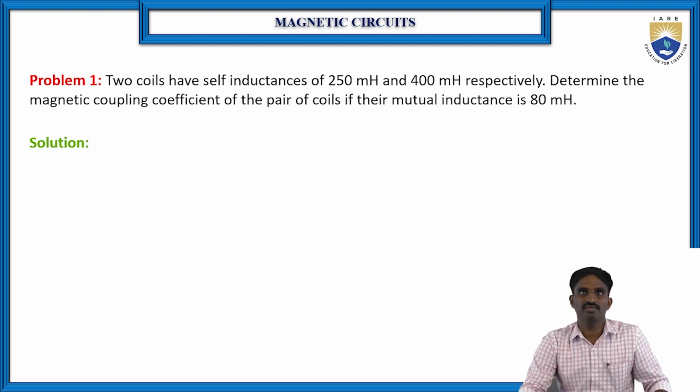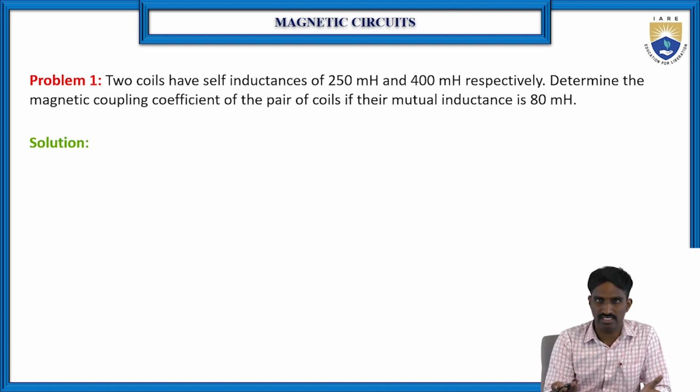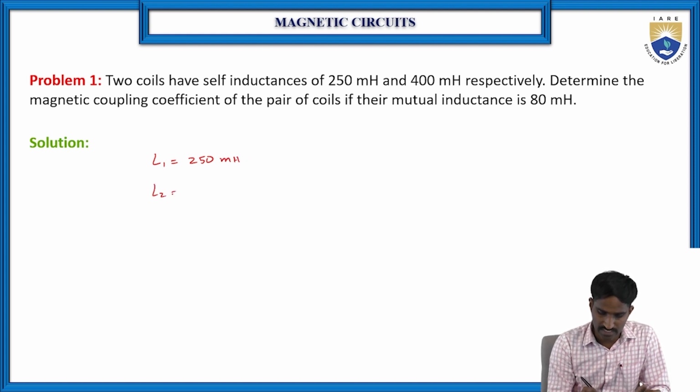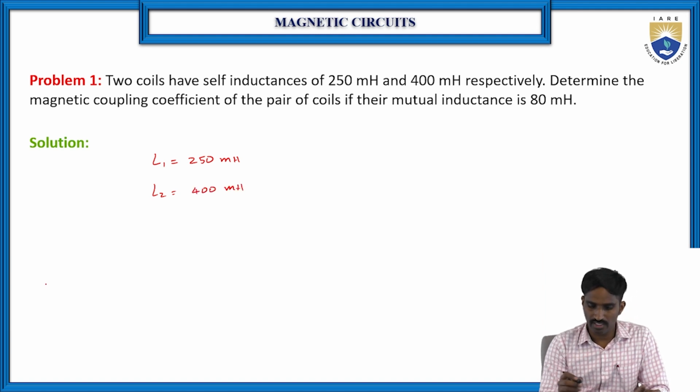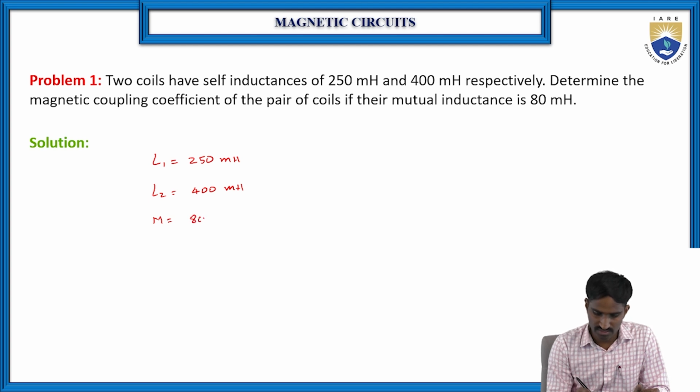So first, let me write the given data. The two coils have self inductances, so we usually consider the two coils L1 and L2. Here L1 is equal to 250 millihenries, and similarly L2 is equal to 400 millihenries. Another parameter they have given is the mutual inductance, M equal to 80 millihenries. Then what do we have to find? We have to determine the magnetic coupling coefficient, which means K.